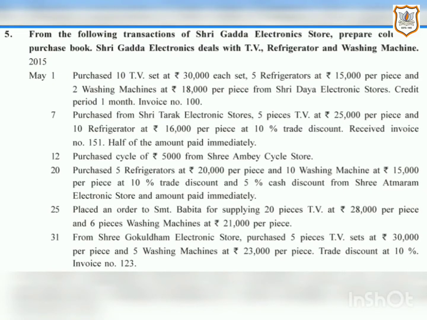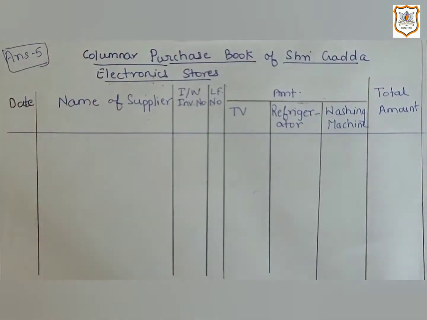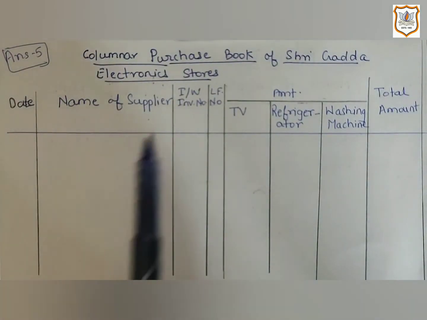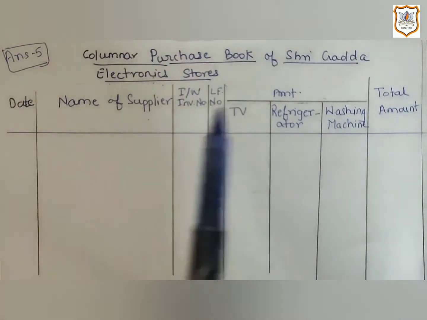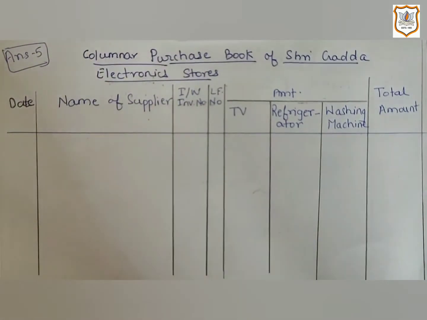Now let us see next question, that is question number 5th. This is the example of columnar purchase book according to types of goods. Here we have to prepare purchase book of Shri Gadda Electronics store. Now here, as you can see here, I have prepared columns for columnar purchase book according to types of good.